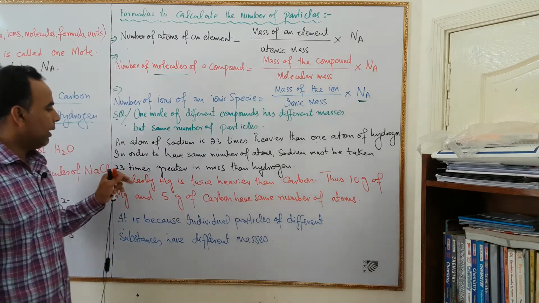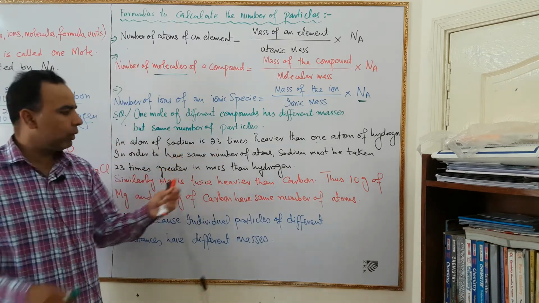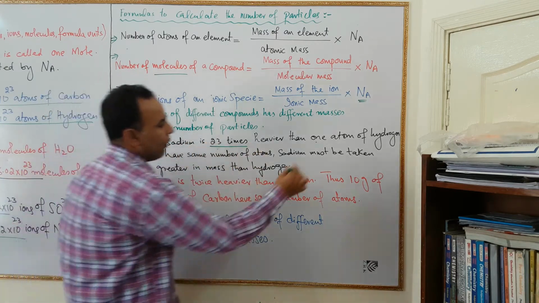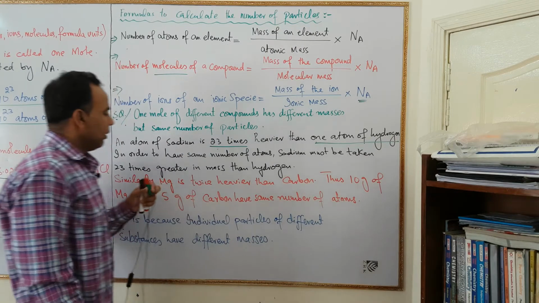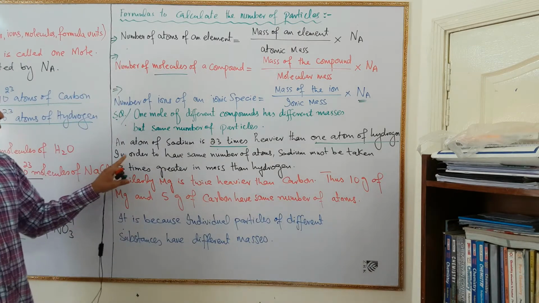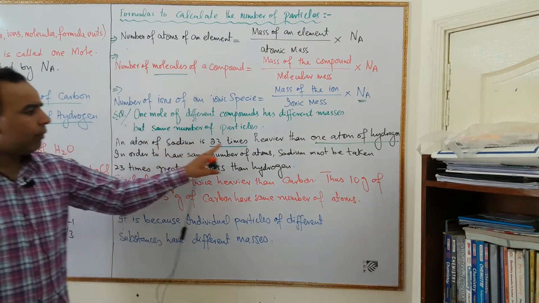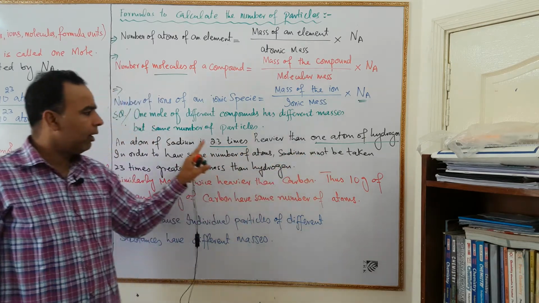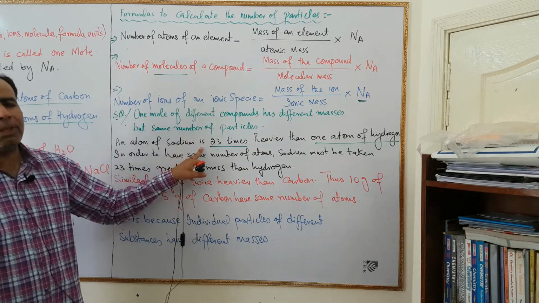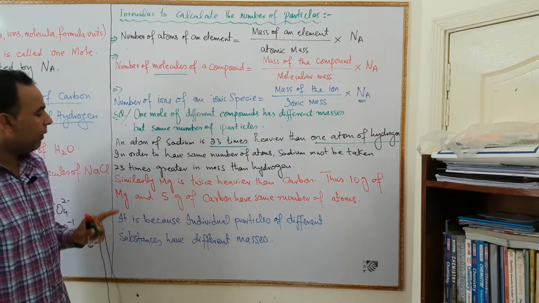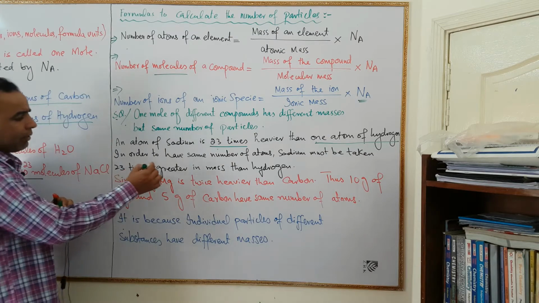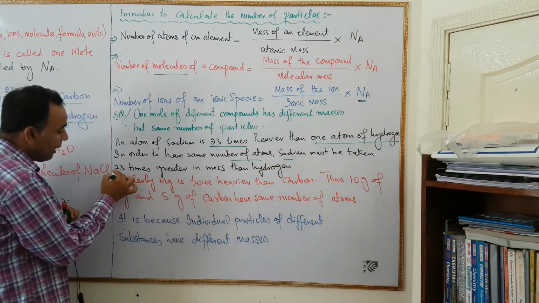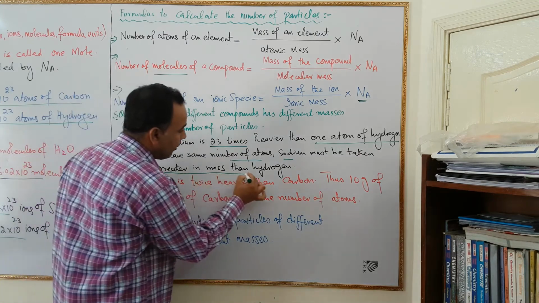Explain. Dear students, you know that an atom of sodium is 23 times heavier as compared to 1 atom of hydrogen, because sodium has atomic mass 23 while hydrogen has atomic mass 1.008. So it means that sodium is 23 times heavier as compared to 1 atom of hydrogen. In order to have same number of atoms, sodium must be taken 23 times greater in mass than hydrogen.